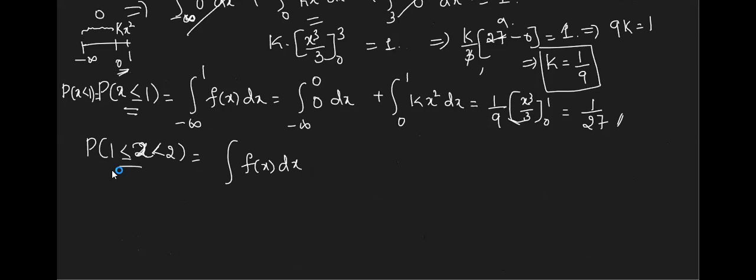What are the limits? 1 and 2. So 1 is the lower limit, 2 is the upper limit. Correct? Now, is 1 to 2 a part of 0 to 3? Yes, obviously. So what is the function defined here? Kx square. Correct?